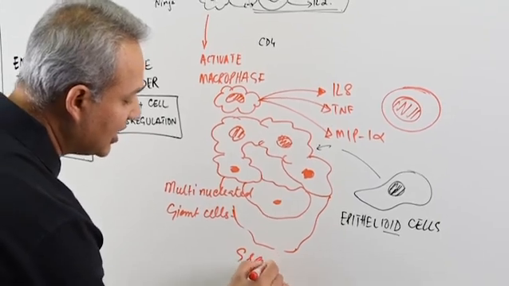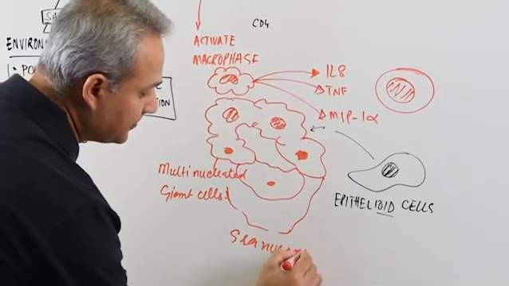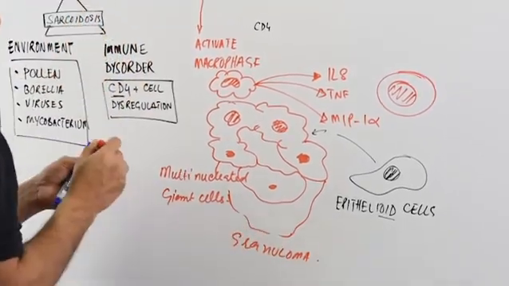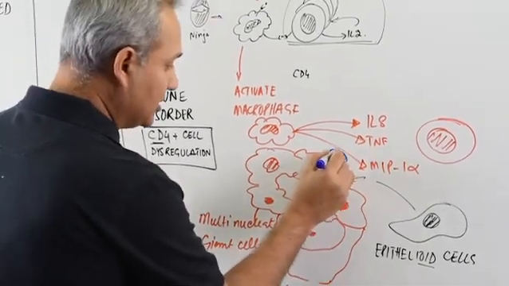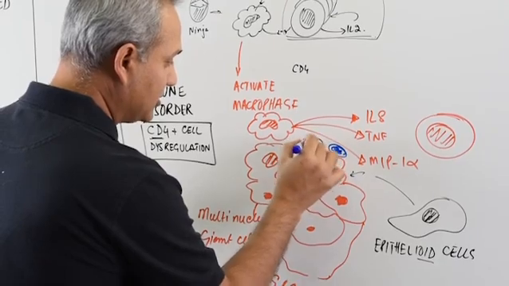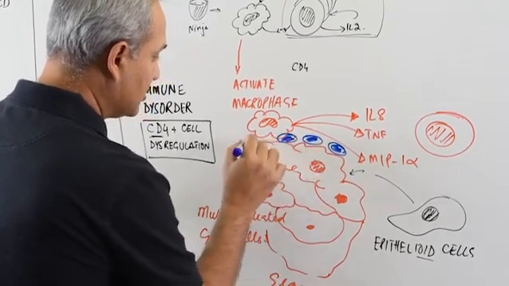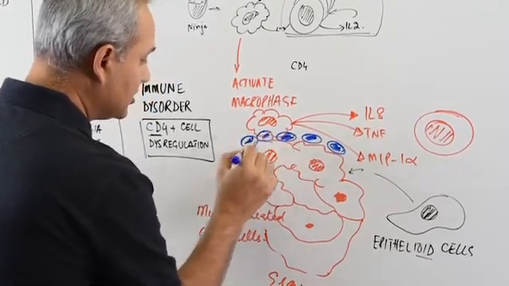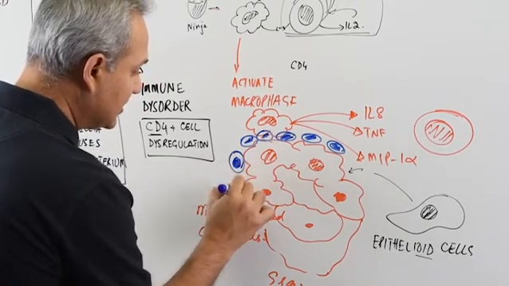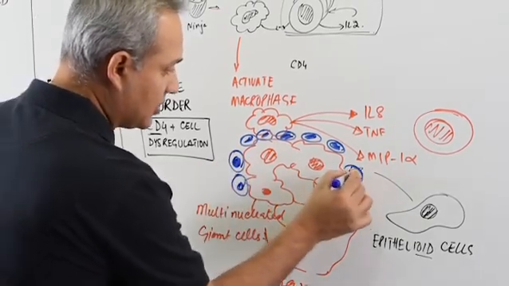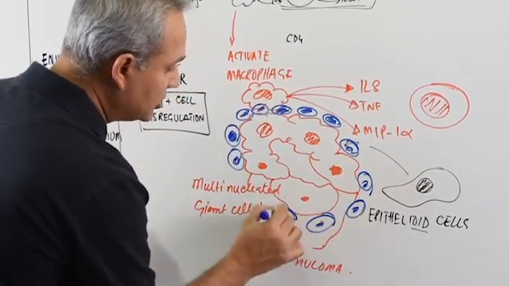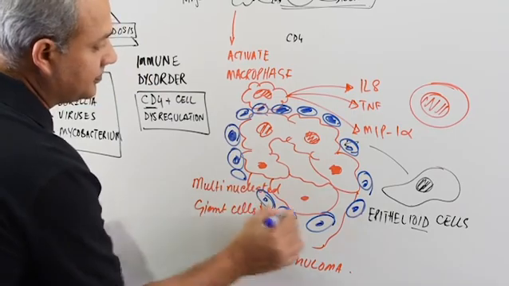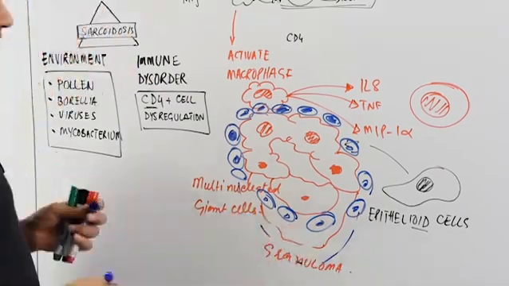It takes time to become a granuloma. The granuloma is bordered or rimmed by a rim of CD4 cells or lymphocytes around the granuloma. So this is the structure of this granuloma.